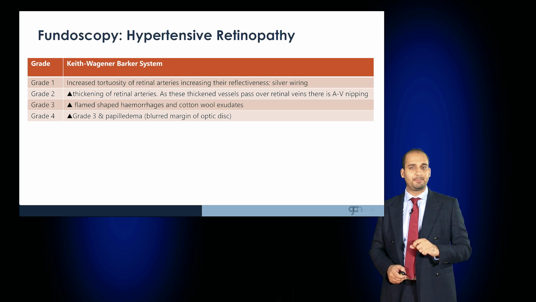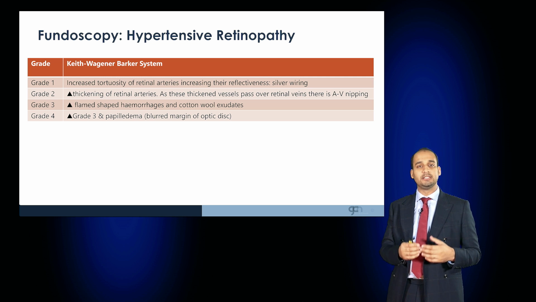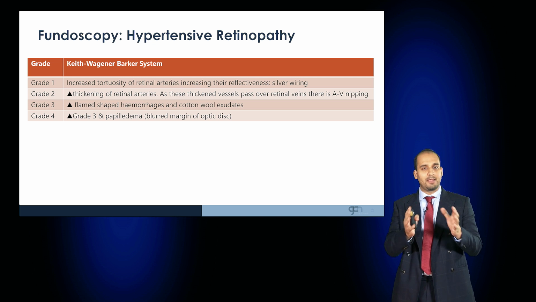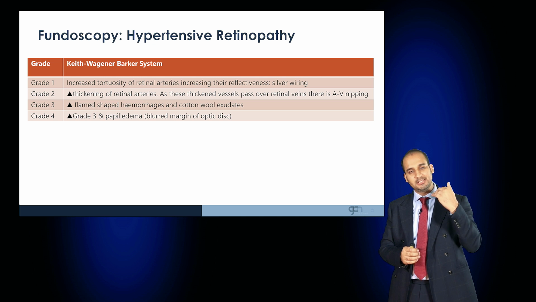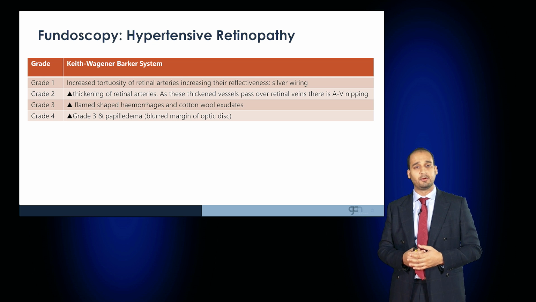Fundoscopy for hypertensive retinopathy patients also has 4 classic grades according to the Keith, Wagner, Barker system. Grade 1 is where the high blood pressure in the retinal vessels increases the tortuosity of these vessels, and that increases their reflectiveness, and this is described as silver wiring.